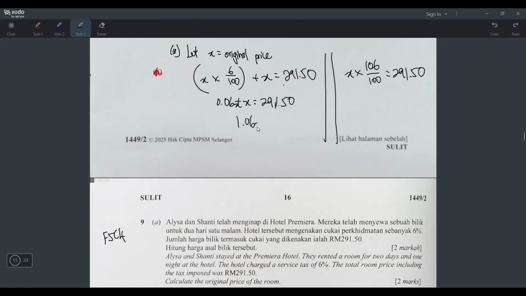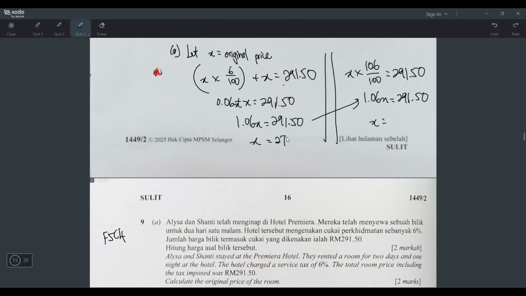So it becomes 1.06x equals 291.5. And as you can see, it's the same as this, because 106 over 100 is also 1.06x equals 291.5, right? So obviously you get the same answer for both. Now you can press the calculator, 291.5 divided by 1.06. My calculator gives me 275. So that is the answer.